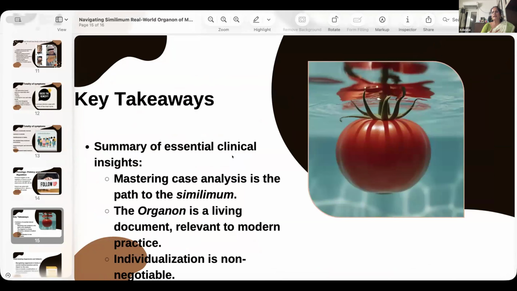So, choosing the simillimum stands with mastering the case analysis, the path to the simillimum. The Organon is a living document relevant to modern practice, irrespective of any diseases or any stage connected with the miasms. In fact, the Organon is the Bible of homeopathy, though mathematical knowledge gives added knowledge to the selection of the simillimum.